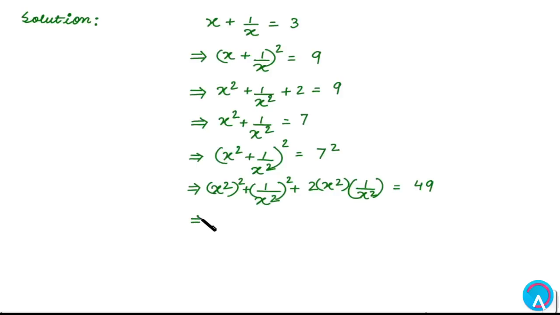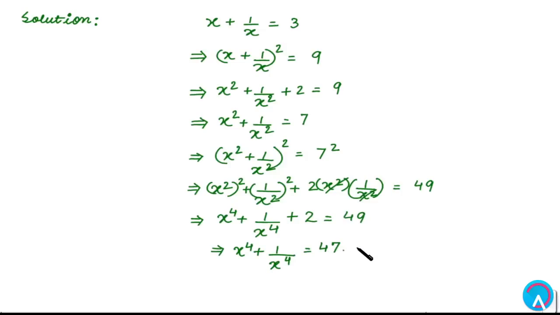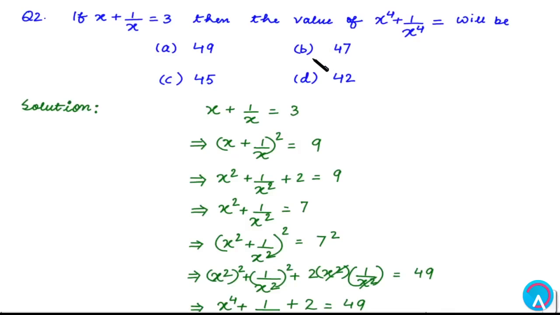So this implies x to the power 4 plus 1 over x to the power 4 plus 2, as x square gets cancelled with x square, is equal to 49. So this implies here that x to the power 4 plus 1 by x to the power 4 is equal to 49 minus 2, that is 47. So 47 is the correct answer here. So B is the correct option.